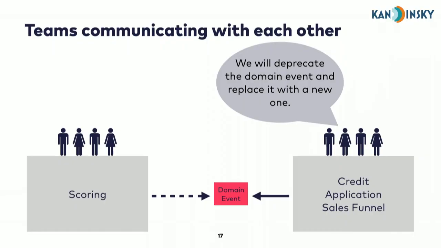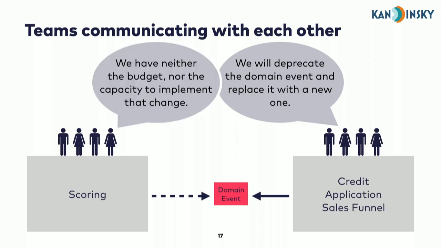The other point is a different scenario. So one team says, hey, by the way, we'll deprecate that domain event and we'll replace it with a new one. And the other team says, that's a nice idea, but listen, we have no time, we have no budget, the risk is too high, you can't do that. And if you do that, I'm going to escalate that to the senior management. And by the way, I'm very good friends with our boss. So you lose. So they can basically block those other folks in doing that change. You can't see that kind of relationship in the code.